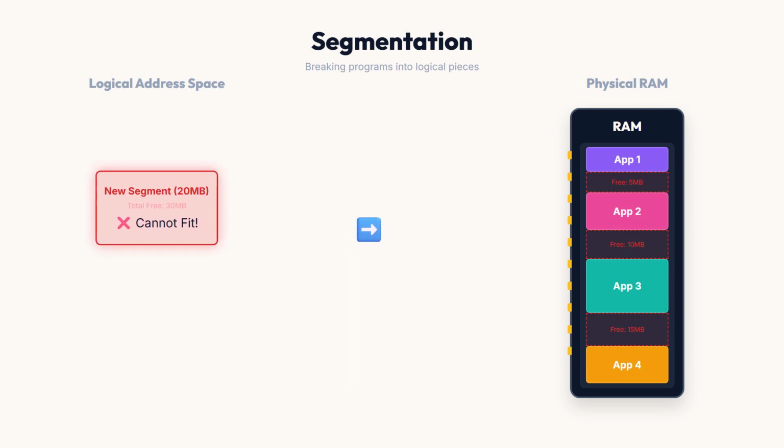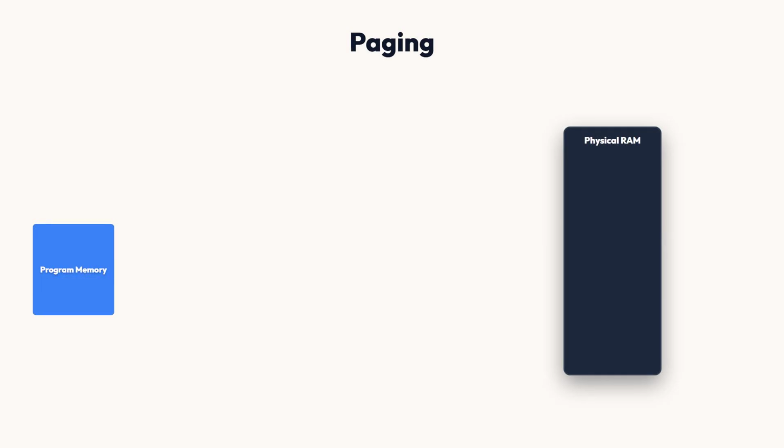The operating system was still spending too much time moving these massive segments around just to try and make room. The industry finally realized that the problem wasn't how we divided the program, the problem was that we were still trying to fit variable sized things into fixed sized hardware reality. To finally solve this, we had to stop letting the program dictate the size of blocks. We had to chop everything into identical bite sized pieces. We had to move to paging.